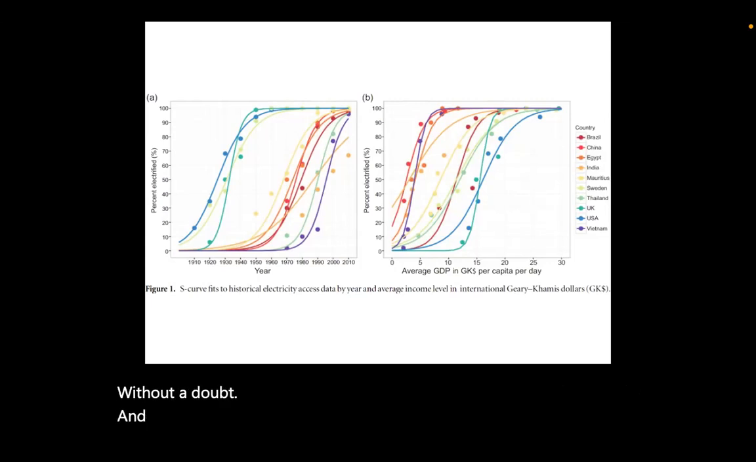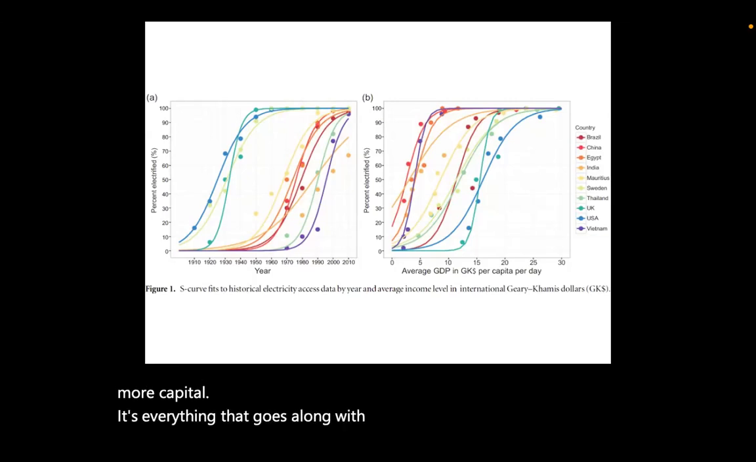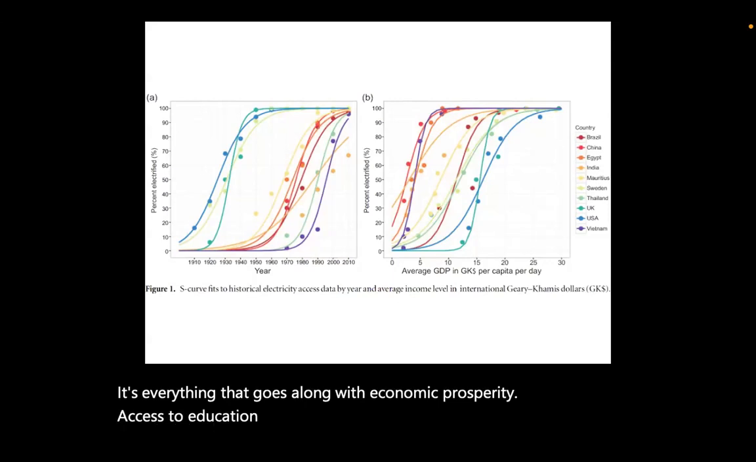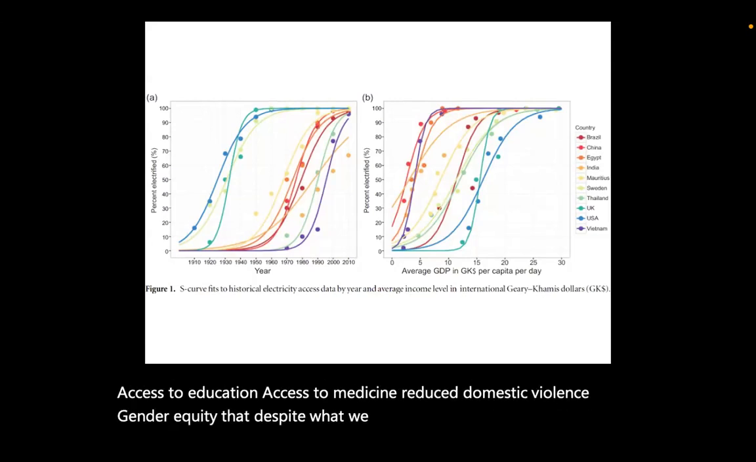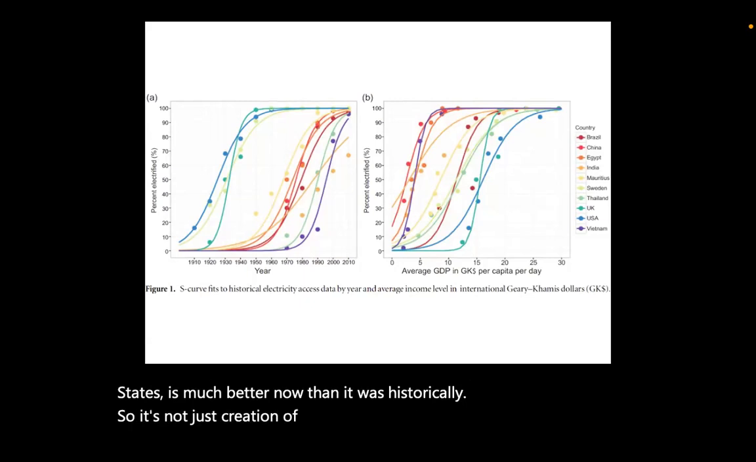And it's not just economic prosperity. It's not just the fact that there's more capital. It's everything that goes along with economic prosperity. Access to education, access to medicine, reduced domestic violence, gender equity that, despite what we hear in some parts of the United States, is much better now than it was historically. So it's not just creation of money, it's everything that correlates with that.